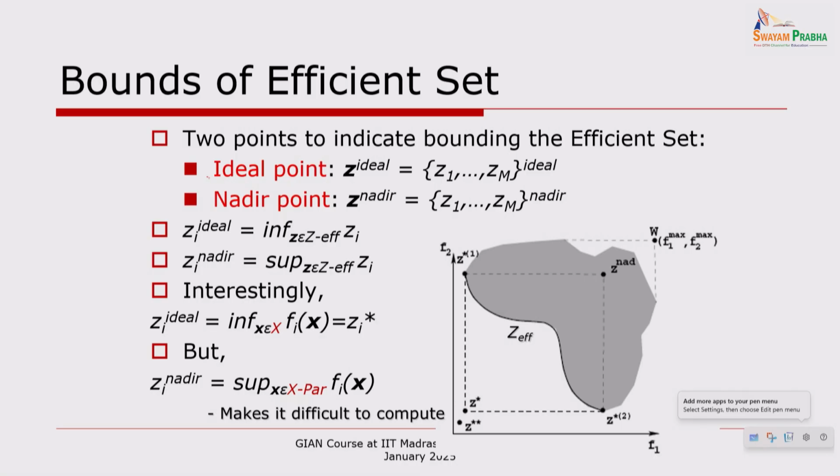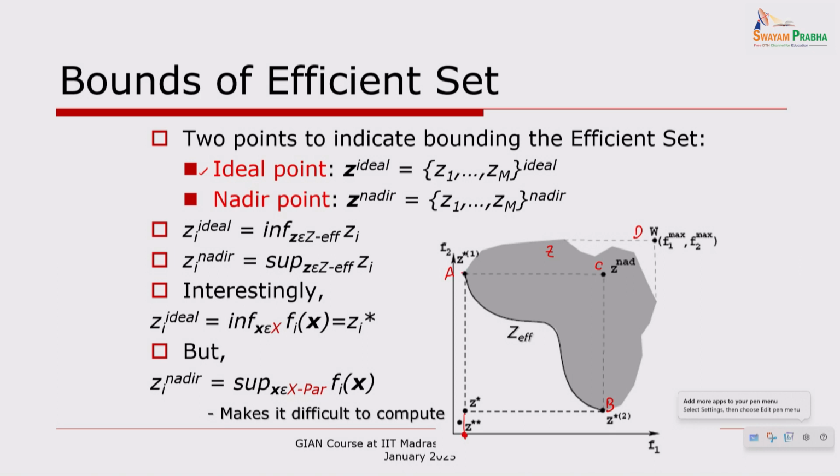One is the ideal point. If this is my objective space, the feasible objective space, usually we represent it with capital Z. Let me put some labels here, A, B, C, D. If you take the best of F1, which point out of A, B, C, D is best for F1? A, right? Because there is nothing below this A. So the minimum of F1 is this value coming from A.